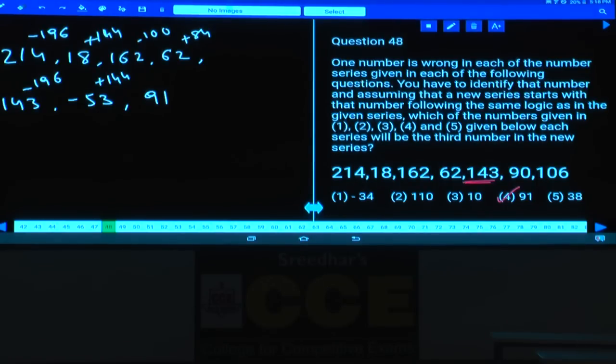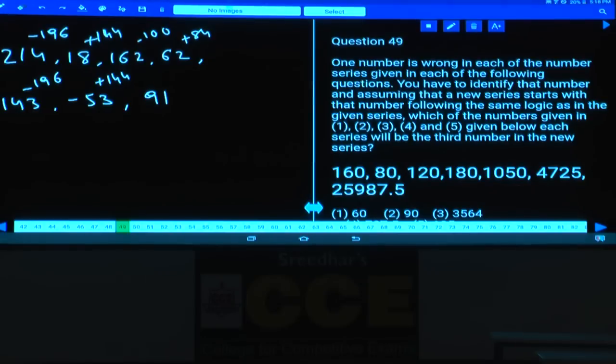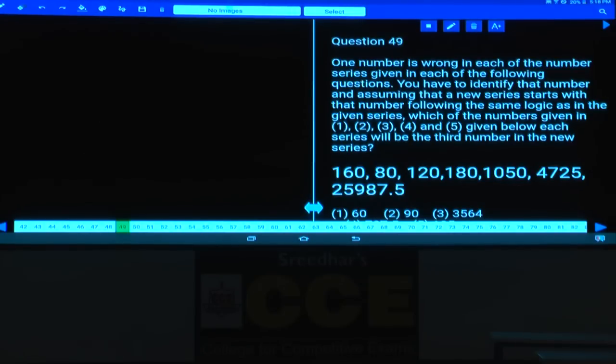Question number please. 49. Now question number 49, 160 and 80. How to express this 160 and 80? 160 into 0.5 is 80. And 80 and 120, how to express this one? 80 into 1.5 is 120. 0.5, 1.5. Next one is what? Next one is 2.5. 120 into 2.5 is how much? 120 into 2.5, 300 should be the number, isn't it?